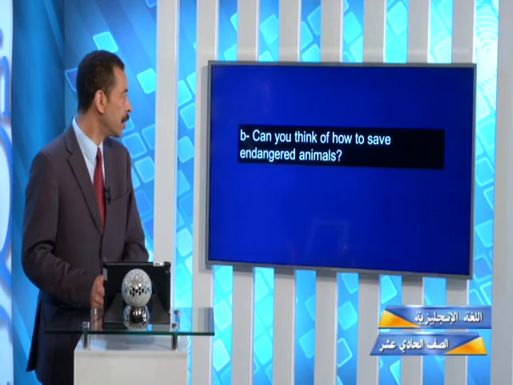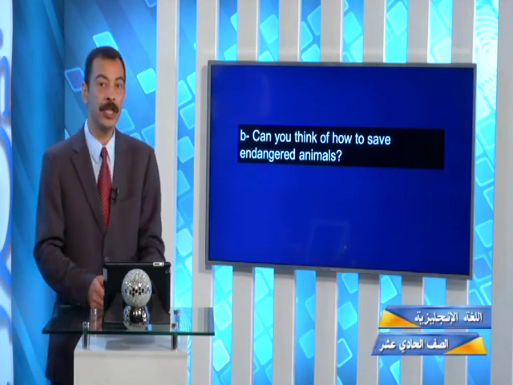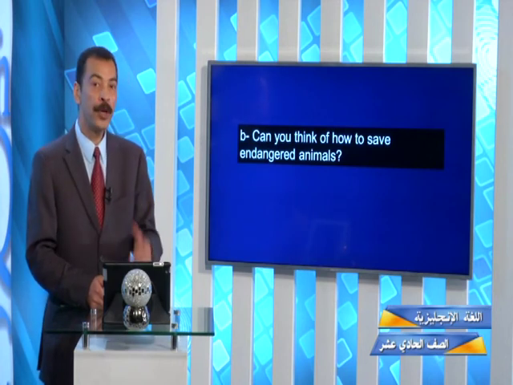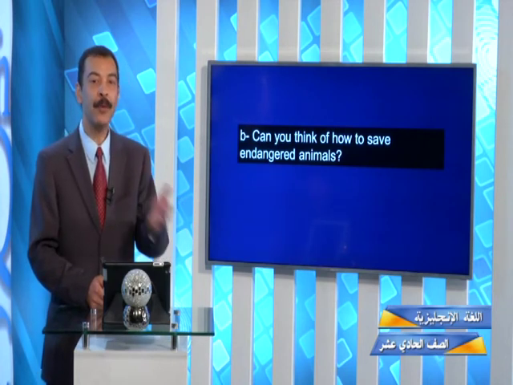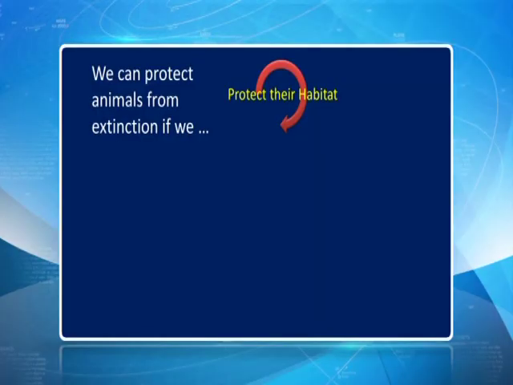Now, another question would be, can you think of how to save endangered animals? Can you think of possible ways to save endangered animals? If we know the reasons, then we can find the solutions. So we can protect animals from extinction if we protect their habitat. If we save and make sure that their habitats are safe, this is a way we can protect them.